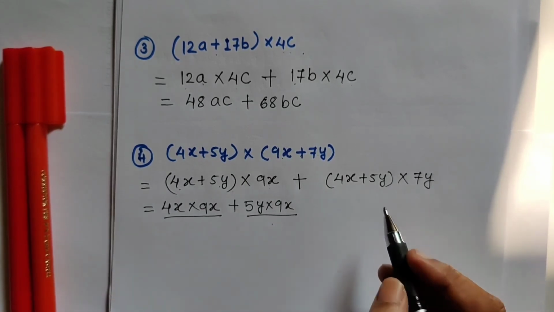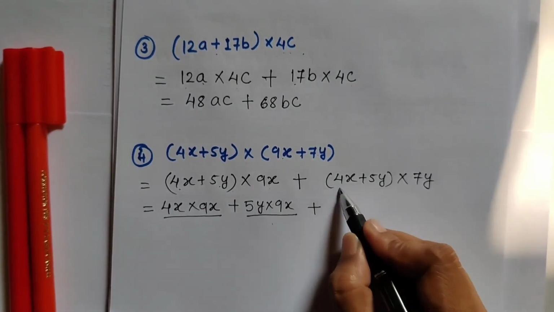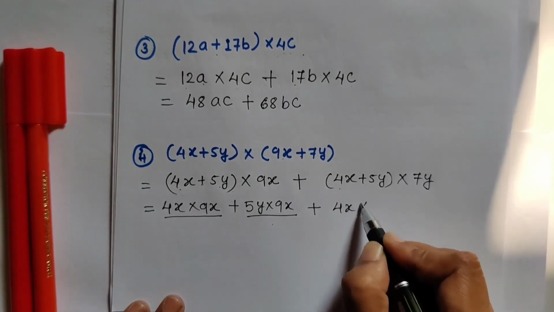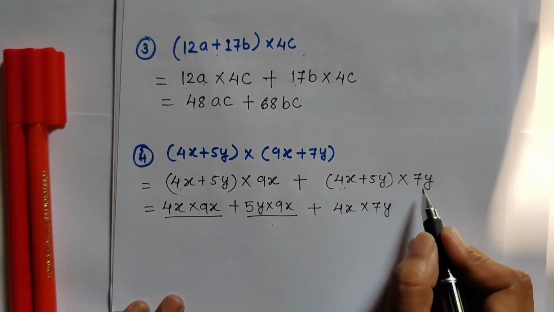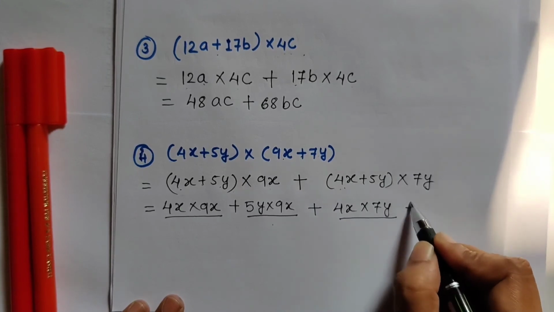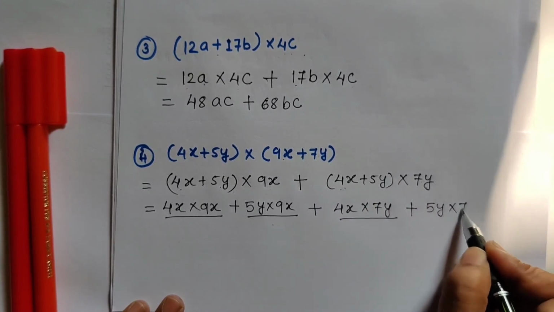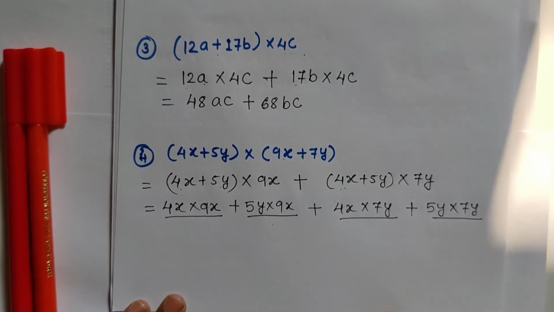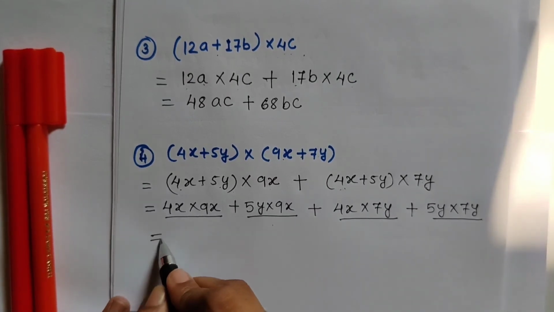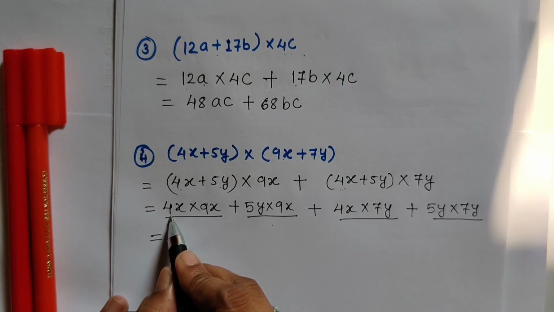Now write the second term in multiplication form. 4x multiplied by 7y plus 5y multiplied by 7y. In this way we have to split. Now we can do the multiplication. While multiplying, what do we have to do?